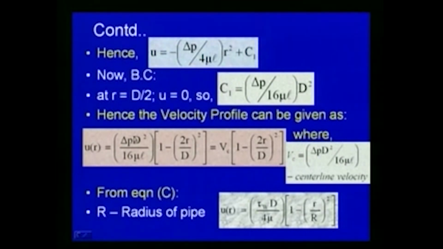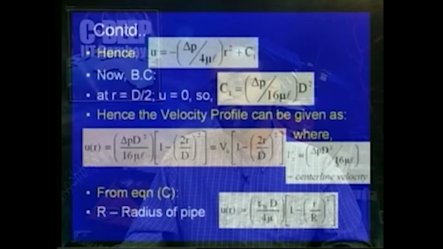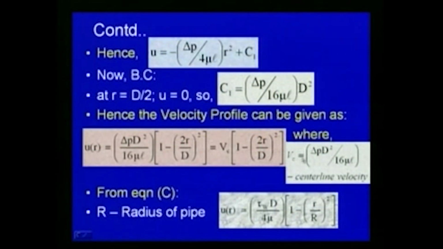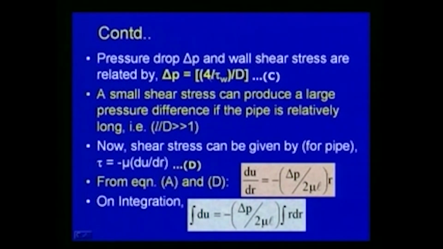Where delta p is the pressure difference, d is the diameter of the pipe, mu is the dynamic viscosity, L is the length which we consider. So, this we can write as u(r) is equal to V c into 1 minus (2r by d) whole square, where V c is the center line velocity. So, V c is represented as delta p d square by 16 mu L, which is the center line velocity for the pipe.